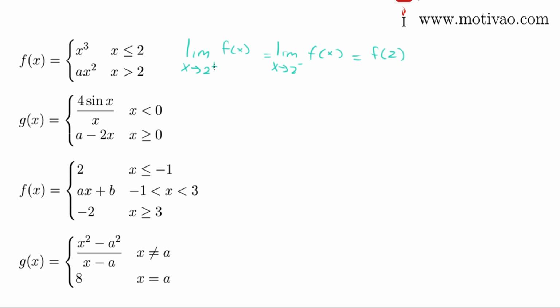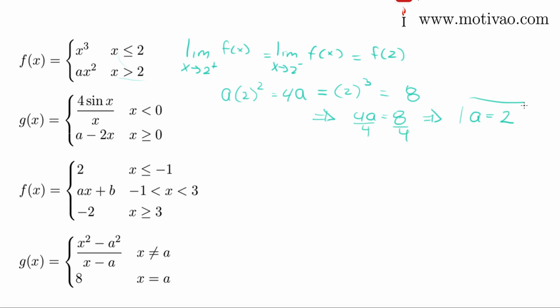On the first one, if I'm choosing 2 from the right, I'm choosing this one, where x is greater than 2. So in this case, it will be a times 2 squared, which is 4a. Now from the left, I have to equal it. I'm choosing this one, so it's going to be 2 cubed, which is equal to f of 2, and 2 cubed is 8. Therefore 4a equals 8, which means that a equals 2 when we divide by 4. So that will be for the first one.